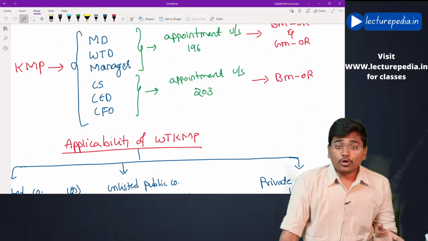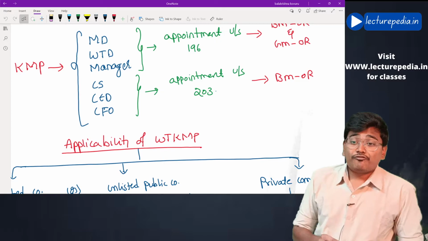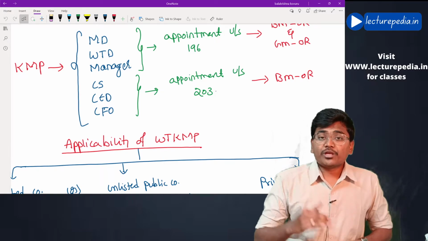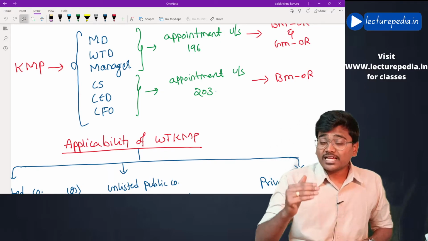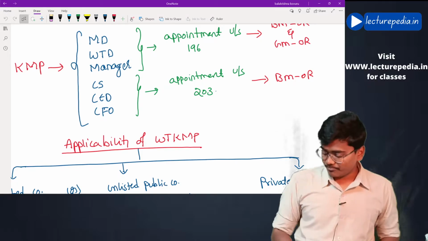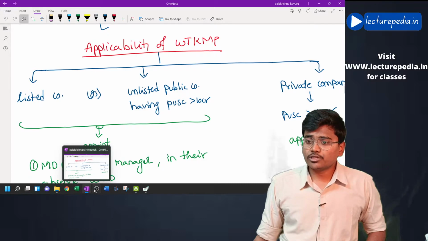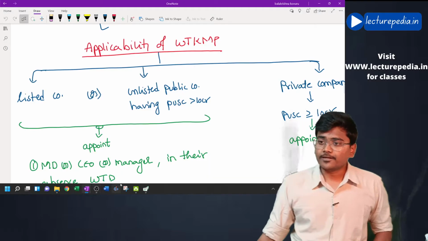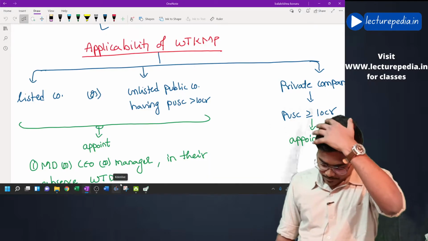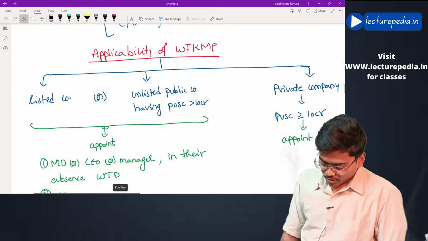Now, applicability of whole-time key managerial personnel, that means for which type of companies the provisions relating to whole-time key managerial personnel will be applicable. Let us see.